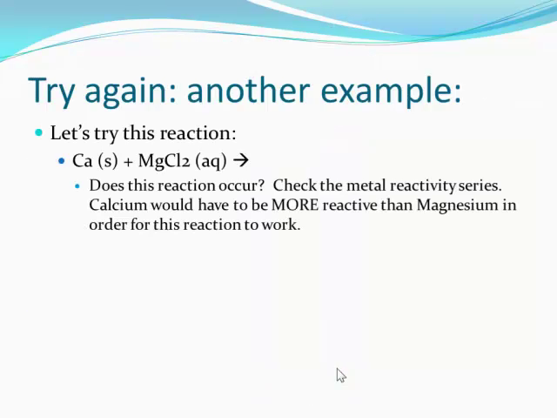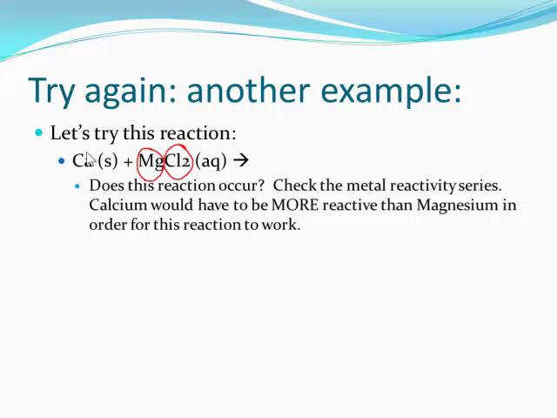Let's try a different example. Now, who is the couple dancing on the dance floor? There's a pair that is already stuck together and dancing. It is magnesium and chlorine. So it's the same situation. You have a metal coming out onto the dance floor trying to cut in. So we need to check the reactivity of calcium.